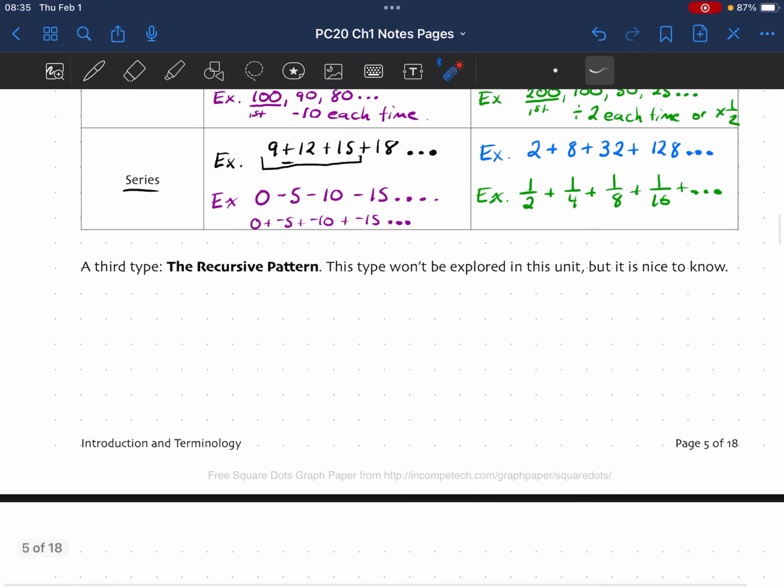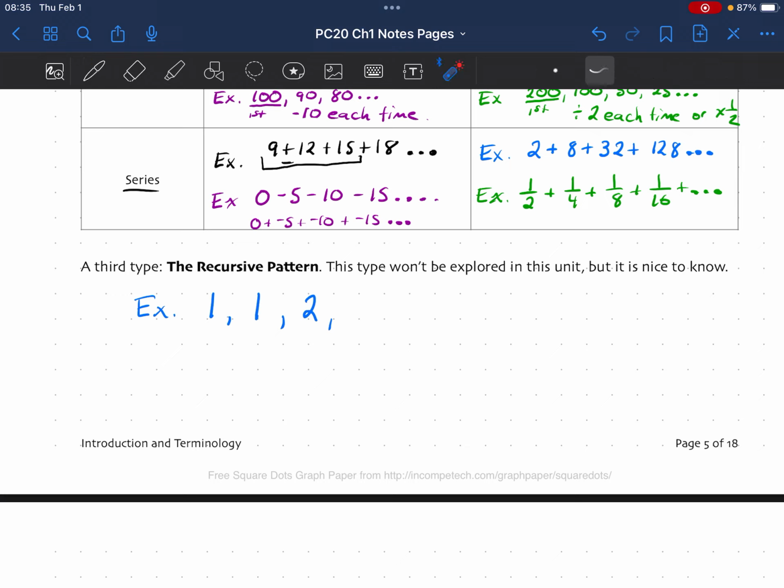Now, there is a third type of pattern. This is a recursive pattern. We're not going to explore it too much. But in a recursive pattern, we usually start with 2 numbers. So here's the most famous Fibonacci sequence. It starts with 2 numbers, a 1 and a 1. Then to get the next number, we take this one and this one, we add them up to get the next one. So this would be a 2.